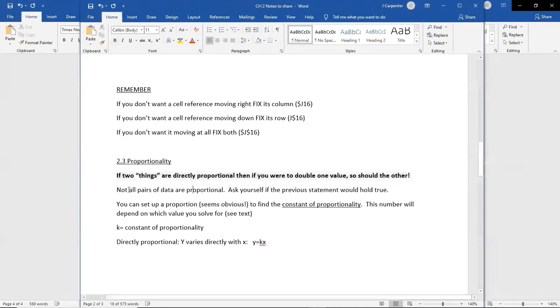We've also discussed how not all pairs of data are proportional. So in the real world, you are likely to have to ask yourself if that previous statement holds true or not. So if you were to double one, does the other have to double? So what this leads into is the group work that you'll have to do.